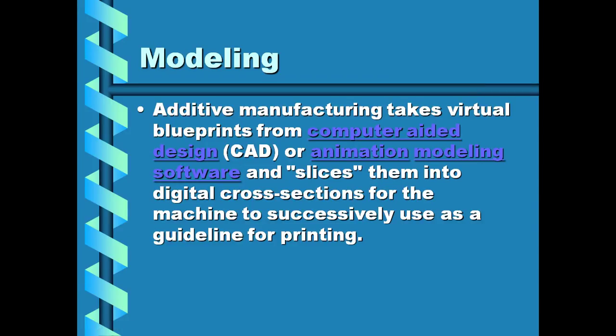Additive manufacturing takes virtual blueprints from CAD, that is computer aided design, or animation modeling software. So you need software for that, and this slices them into digital cross sections for the machine to successively use as a guideline for printing. There is a model. Now it needs to be divided or categorized in such a way that it can be printed layer-wise.